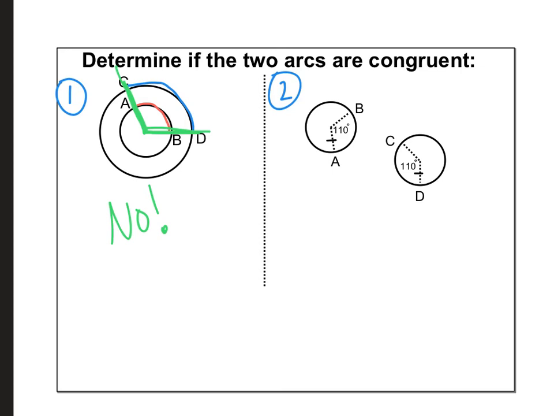But if you take a look at example 2, we have a 110-degree central angle. And the key is that both circles, notice how they marked the radius of each circle with that little tick mark. That shows that the circles are congruent. So if the circles are congruent and the central angle is congruent, then we can say yes, arc AB would be congruent to arc CD.